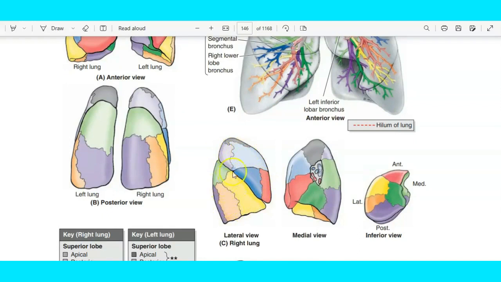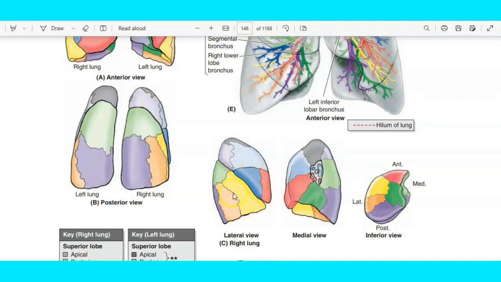Inferior lobe, right? And this is the horizontal fissure, and this is the oblique fissure, right? Now the superior lobe is divided into three segments. It has an apical segment, an anterior segment, and a posterior segment. Did you get that? Apical, anterior, and posterior.